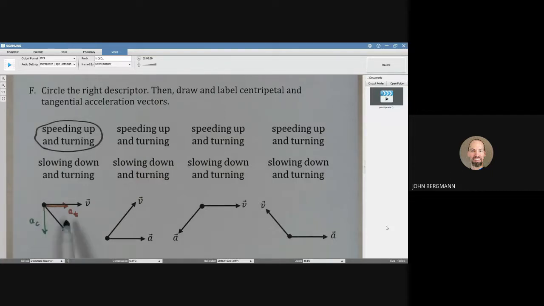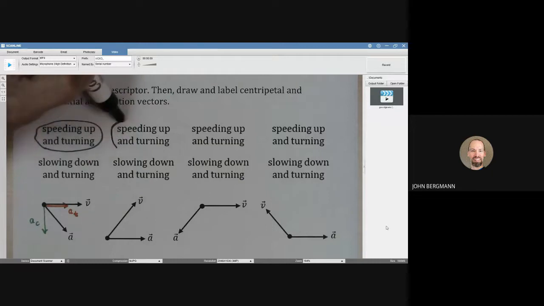But you can see that my tangential acceleration vector is causing the speed to increase, and yet centripetal acceleration is going to cause the object to be turning. So it's going to be speeding up and turning. How about the second one? Same sort of thing. There is a component of acceleration that's in the same direction as the velocity. So this one's going to be speeding up and turning.